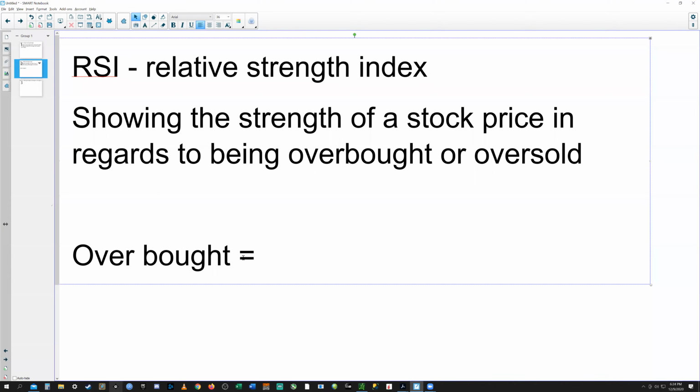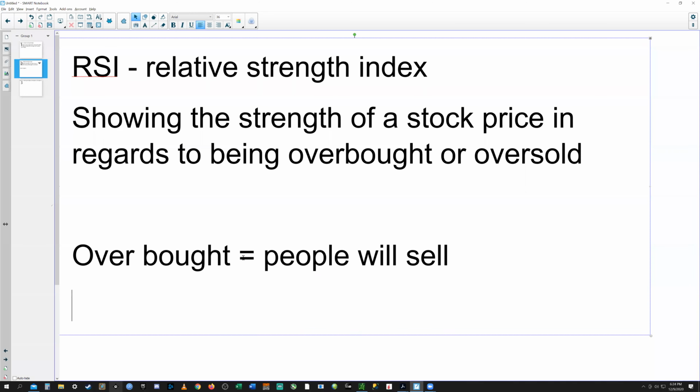Okay, oversold. Think about it this way: if you sold a bunch of cars on a car lot, you need to get your supply back, right? You need to buy more cars, so people will buy. Likelihood.